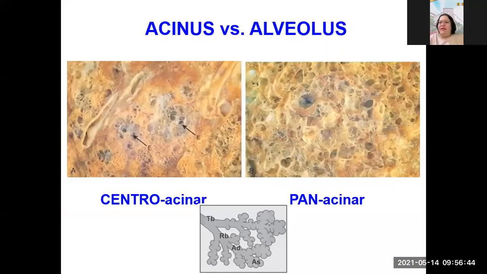So I want to show you the different types of what happens in the terminal bronchioles. So you have a centroacinar lesion, it's smack in the middle, versus your panacinar, which, as it denotes, is the entire area. It's the entire thing. Whereas here, you only had the middle area that was having difficulties. So obviously, the panacinar would be a bigger lesion. And this is the area of your terminal bronchioles.